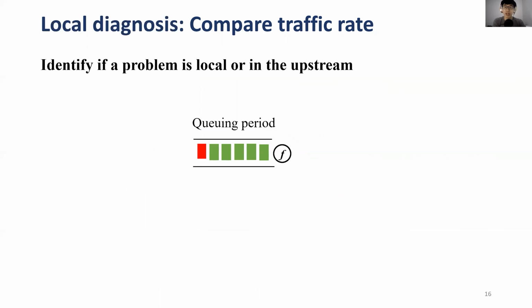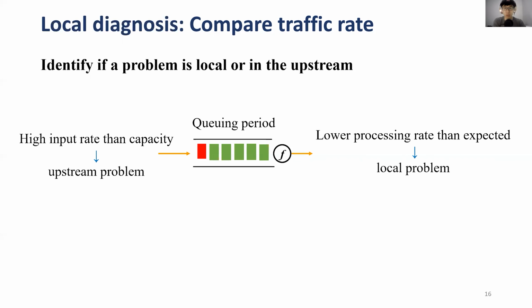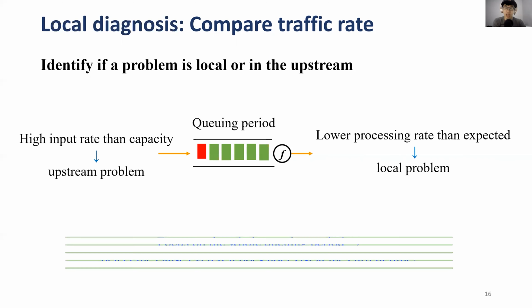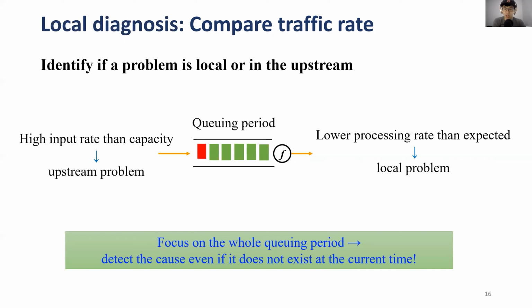When we see a victim packet having a long latency problem at NF F, the target of local diagnosis is to identify whether the problem is local or located in upstream network functions. Microscope achieves it by checking the input rate and the processing rate during the queuing period. If the input rate is higher than the traffic capacity of NF F, we then conclude that the problem is located in the upstream. If the processing rate of F is lower than expected, then we can conclude that the problem is local. Note that the rate is computed during the whole queuing period, and thus we can detect the cause, even if it does not exist at the current time.